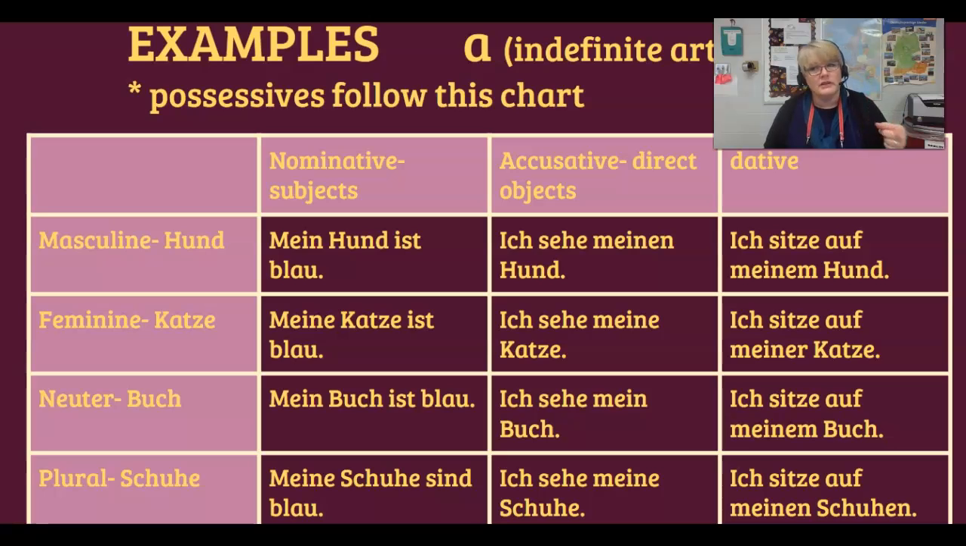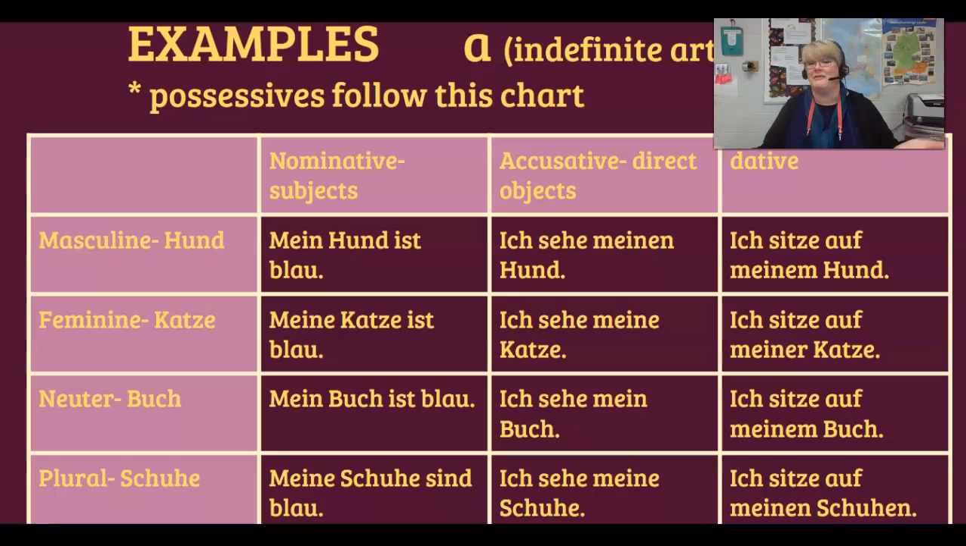Okay, the only one that changes in the accusative case is the der word. Everything else is going to be the same. So mein Hund ist blau, nominative, ich sehe meinen Hund. Yeah, meinen Hund, because now he's the direct object. And then the rest of them are the same. Ich sehe meine Katze, ich sehe mein Buch, ich sehe meine Schuhe. Yeah, only the masculine one changes.